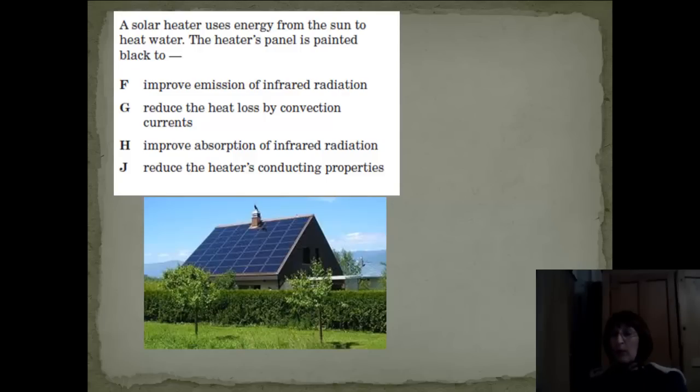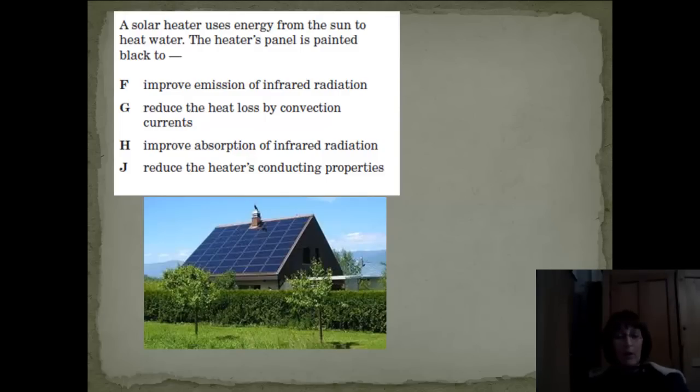If you vaguely remember earlier in the school year, we talked about the fact that if you wear a white t-shirt, it reflects all the light. If you wear a dark t-shirt in the summer, it's going to absorb all the light. So, the heater's panel is painted black to improve emission? No, the panel's not emitting radiation; it's going to suck it in. To reduce the heat loss by convection? No, not by convection. The panels aren't liquid. To improve absorption of infrared radiation?